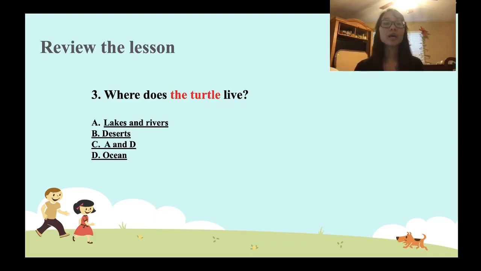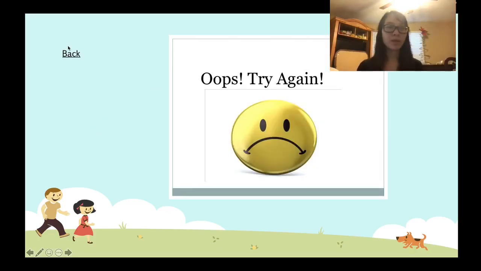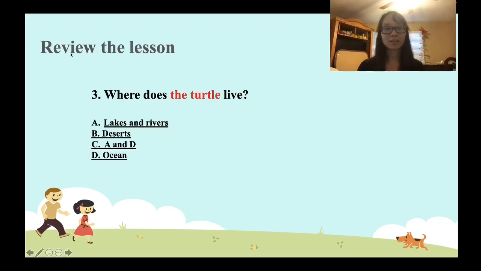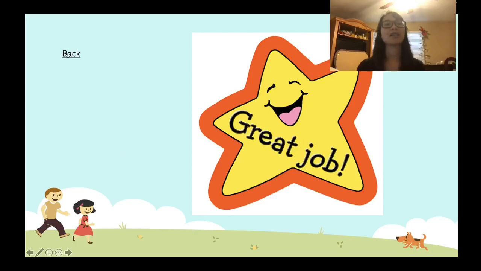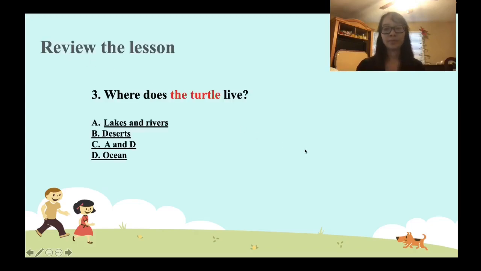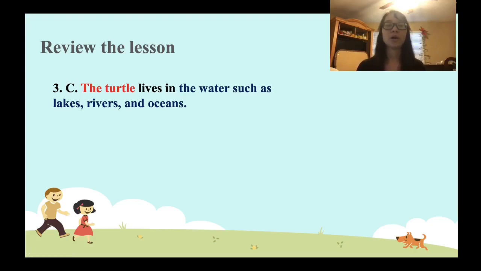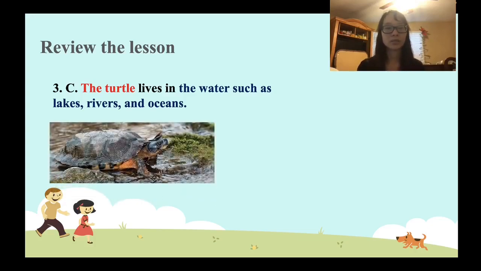So question number 3, where does the turtle live? Where does the turtle live? Yeah, I see number 8. Lake or river is the right answer. Desert, I don't think so. Ocean, maybe. Let's check. Maybe we missed one more answer. So the right answer is C, A, and D. Yeah, great job. So the turtle lives in the water most of the time, in environments such as lakes, rivers, and oceans. You see the picture.